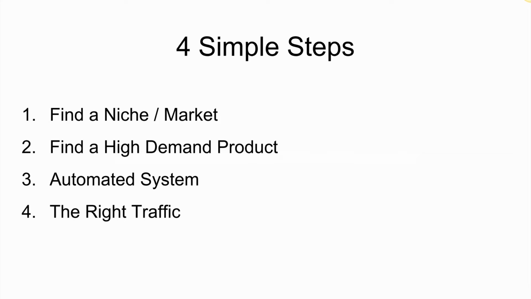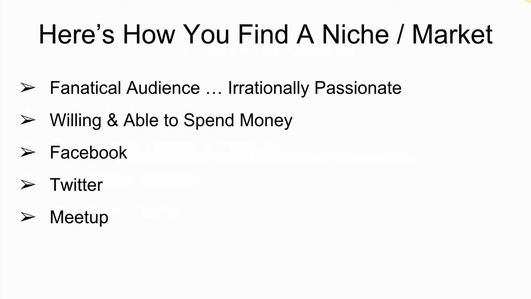And step 3 is you need a system. Now, you could do everything manually, and that in and by itself would be a process that you would do. But I prefer automated systems, so I'm going to show you how to do that. And then the 4th thing you need is traffic, but not any kind of traffic. You need the right kind of traffic. The traffic has to be people who are interested in whatever product you're promoting through your system. So the first question should be, how do you find a niche or a market?